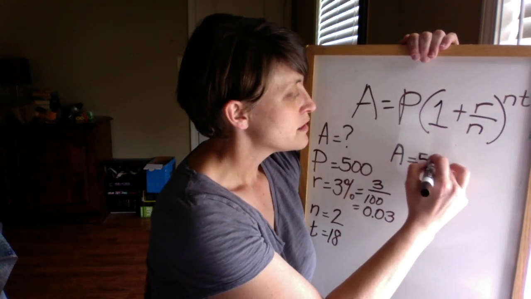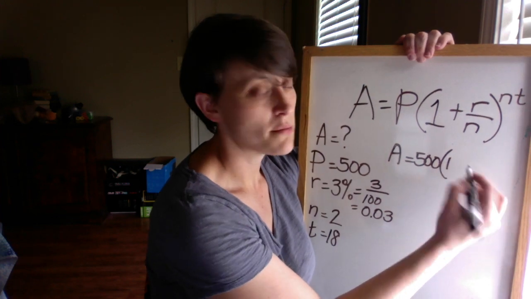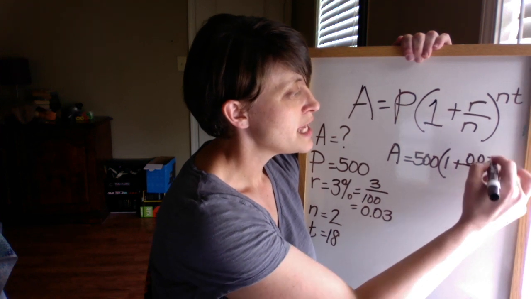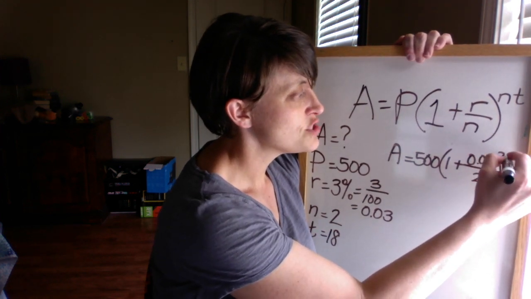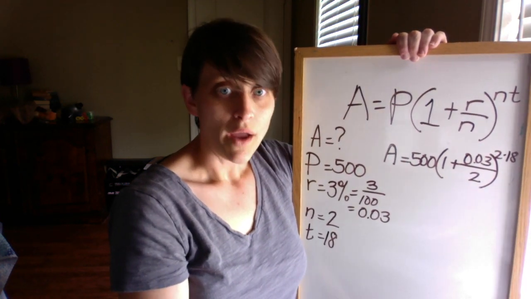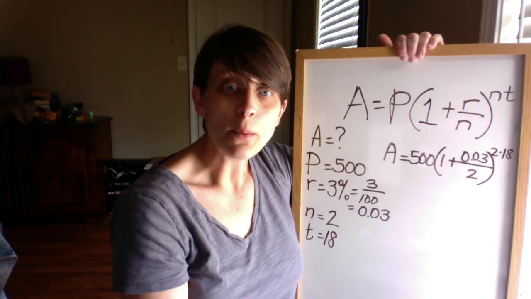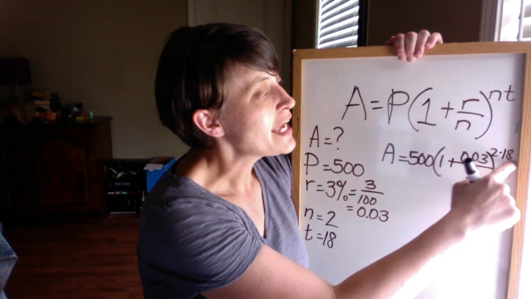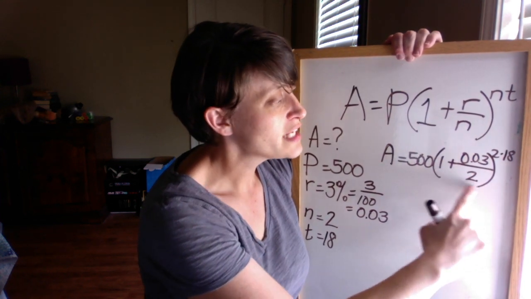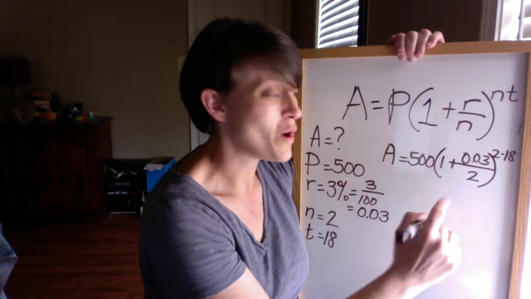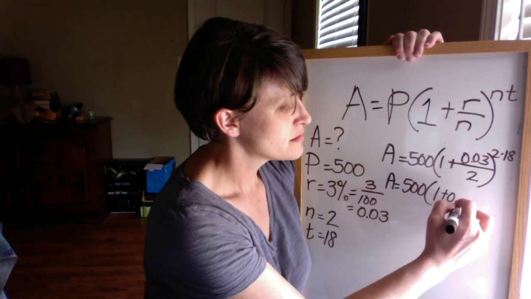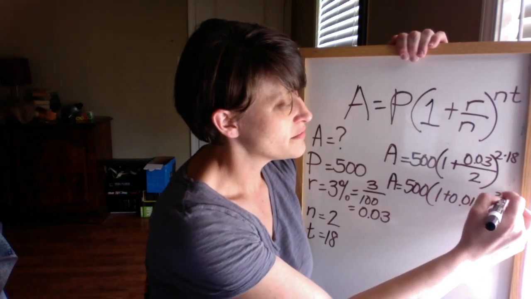So let's put it in. Our P is 500. It's just the number 1. Plus R is 0.03, N is 2, N is 2 again, and T is 18. Okay, still feels like a lot. Do the little pieces you can one by one. I can multiply this pretty easily. It's 36. Put it in your calculator if you have to. I can divide this pretty easily. It's 0.015. So let's go ahead and replace those with the numbers that they are.